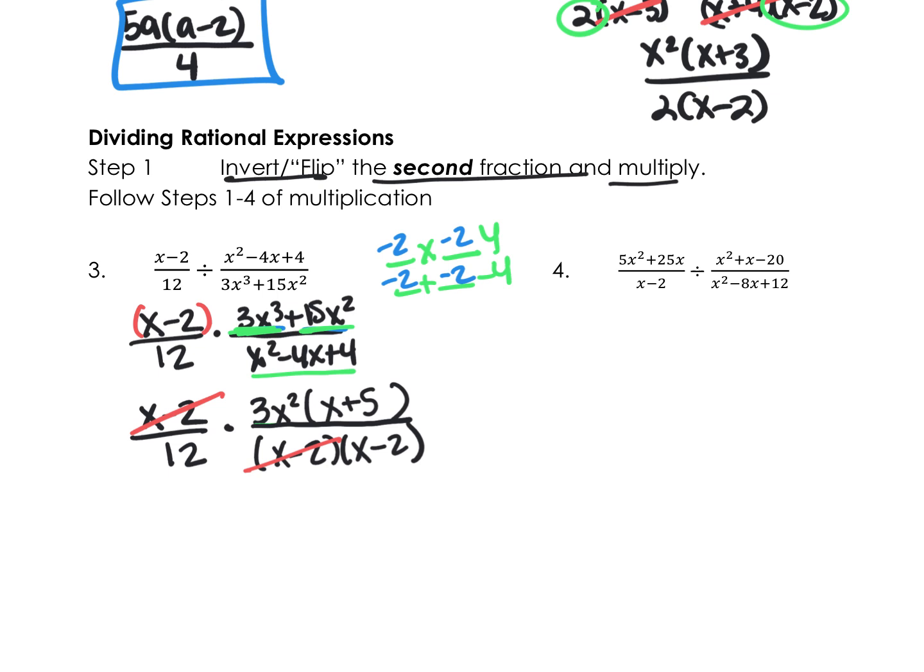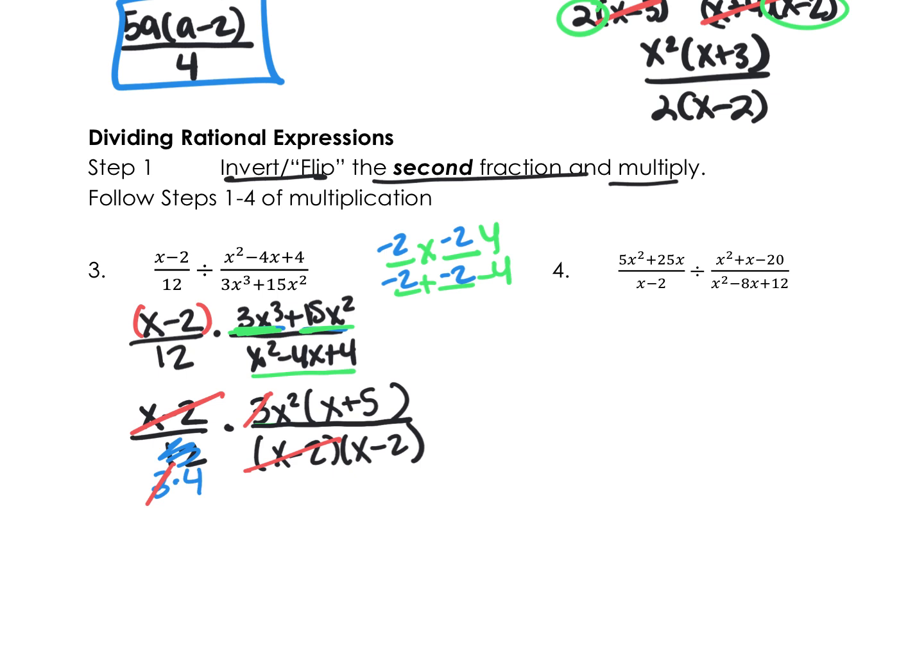But we do have a common factor with 3 and 12. 3 and 12 both have a common factor. What's their common factor? Well, it's 3. So if it's helpful, rewrite 12 as factors. So 3 times 4. And then you can cancel out that 3 in the top with the 3 there.